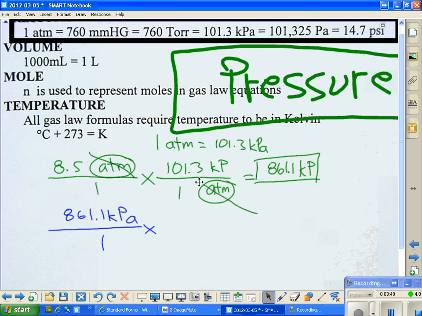Now, this time, I'm going to circle something different, because we're starting with kPa now, and I'm going to define the problem. I want to convert from kPa to pounds per square inch, PSI. So, again, I'm going to need an equality. So, 101.3 kPa is equal to 14.7 PSI.